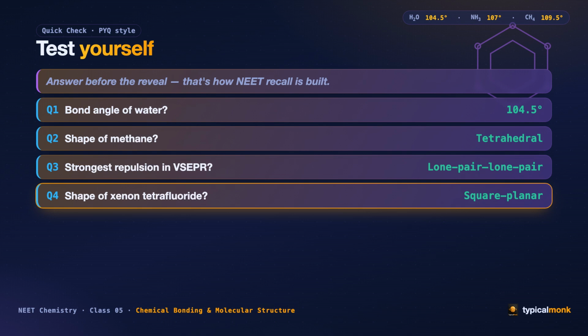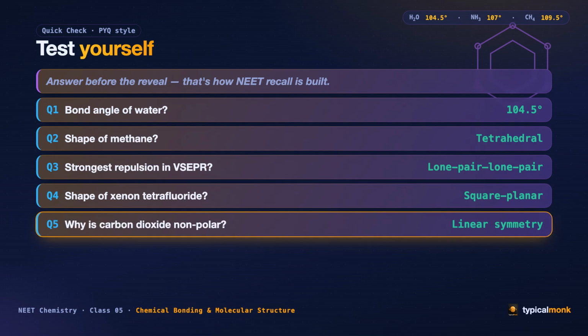Question 4. What is the shape of xenon tetrafluoride? 4 bonds and 2 lone pairs opposite each other, square planar. And question 5. The thinker. Why is carbon dioxide non-polar? Because its linear symmetry makes the 2 equal bond dipoles cancel exactly. If you caught that last one, you have truly understood today's class.